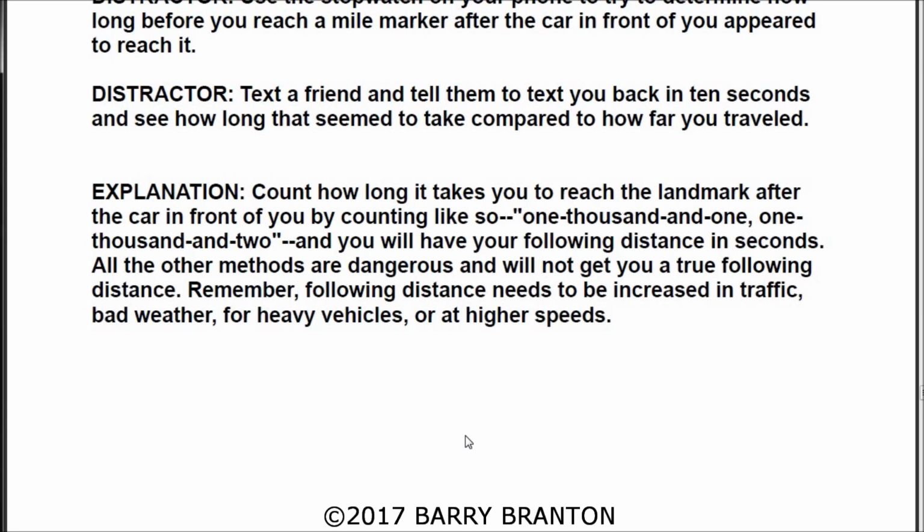All other methods are dangerous and will not give you a true following distance. Remember, following distance needs to be increased in traffic, bad weather, for heavy vehicles, or at higher speeds.